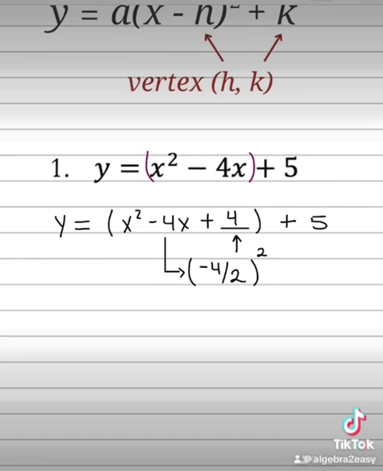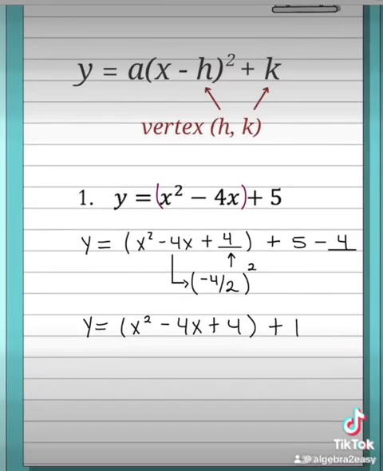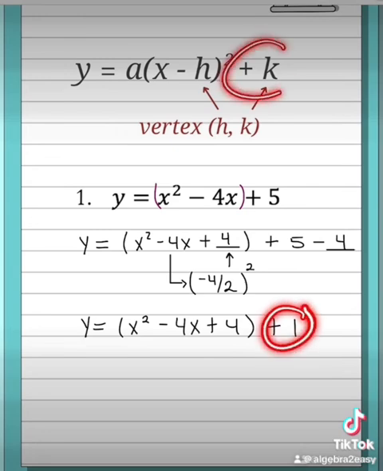Now, math is all about balancing. So if we add a number inside the parentheses, we also need to subtract that number on the outside of the parentheses. So we're going to add 4, but we're also going to subtract 4. It's all about balance. Now we're going to rewrite our equation. We have x squared minus 4x plus 4, and then we have plus 1. As you can see, the plus 1 is my k value.